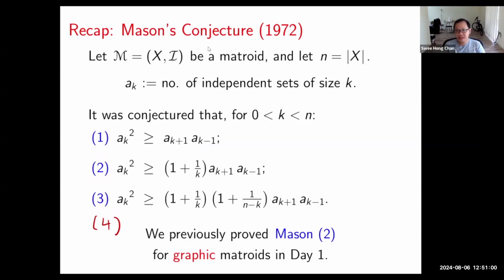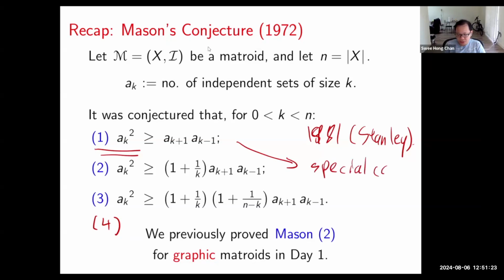Another reason is that, in between this time, there is actually a paper from 1981 by Stanley, where he proved the first one only for a special case of matroids, those matroids that can be written as a gammoid. In that situation, he also mentioned that his proof works for Mason 1 but not Mason 3. I think that's one of the reasons at that time people believed that maybe Mason 1 could be true but not Mason 3. Of course, now we know all three of them are true, but back then it was within reason to state them as separate conjectures.